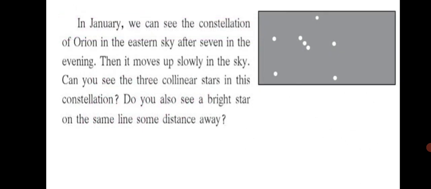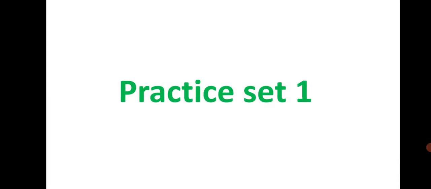In January, we can see the constellation of Orion in the eastern sky after 7 in the evening. Then it moves up slowly in the sky. Can you see the 3 collinear stars in the constellation? Right here we have the 3 stars of the Orion constellation which are collinear. Do you also see a bright star on the same line some distance away? Yes, here it is. So if we mark them, we can see that they are collinear points. So let's begin with practice set 1.